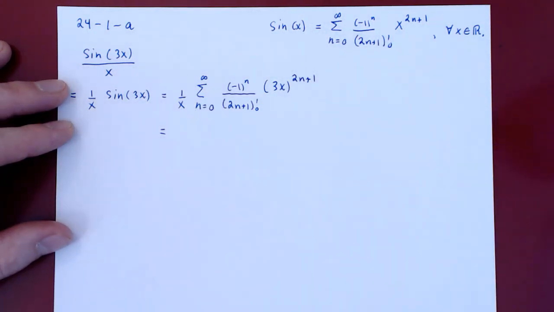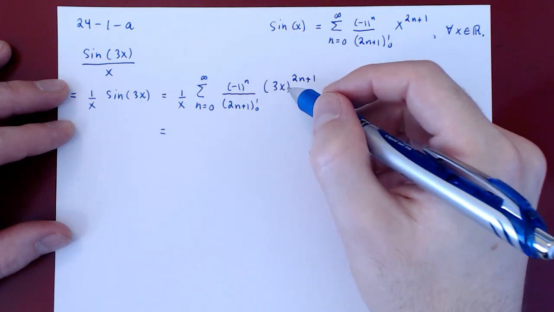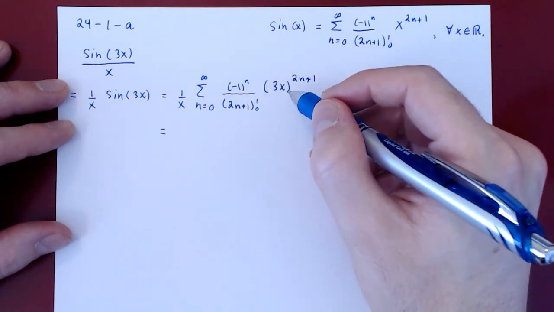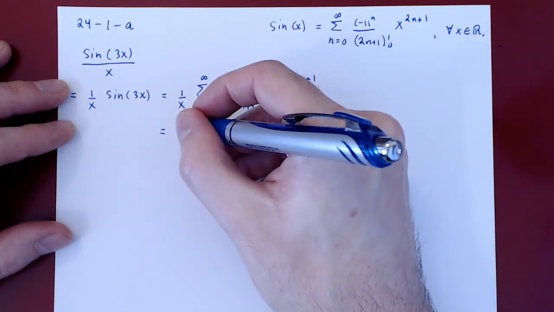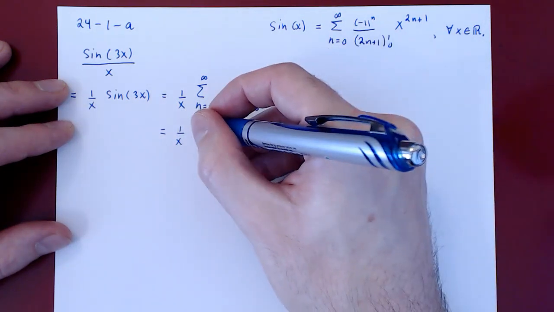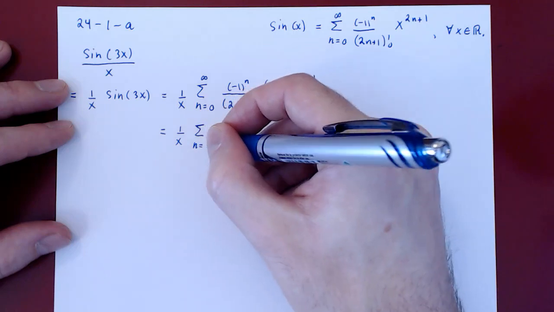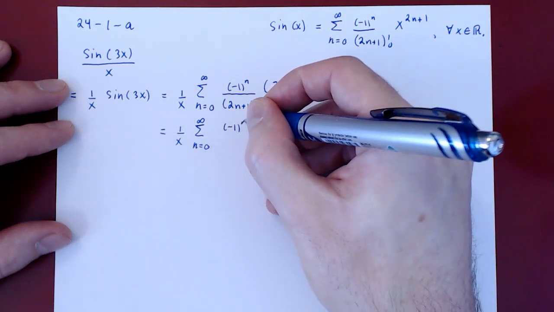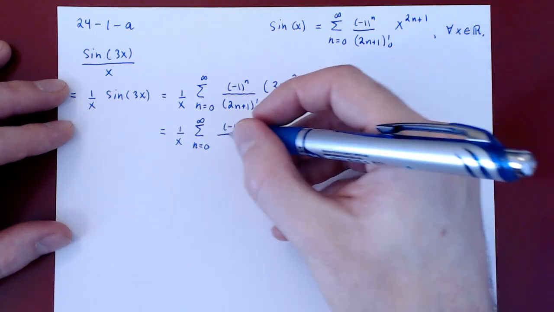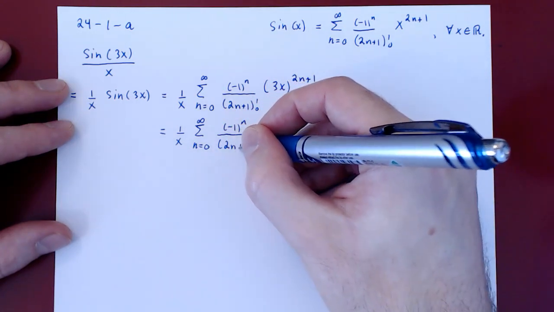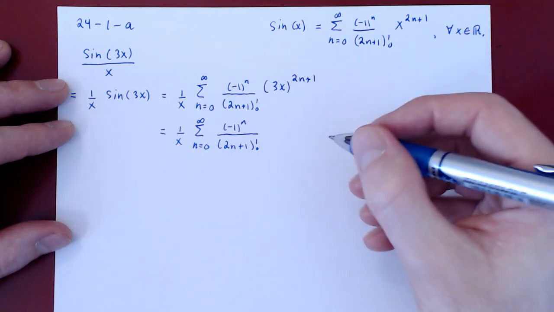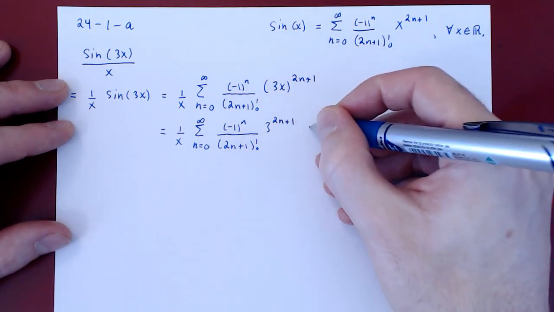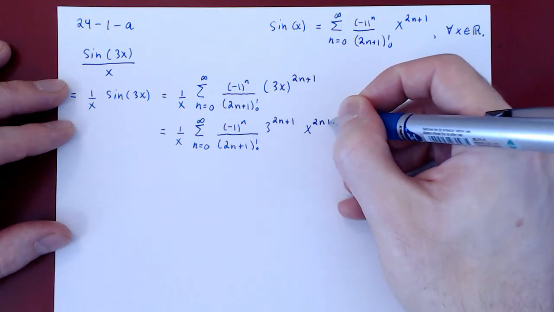Well, let's now separate the 3 and the x by distributing the exponent on each term of our product, 3 and x. So we have 3 to the 2n plus 1 times x to the 2n plus 1.